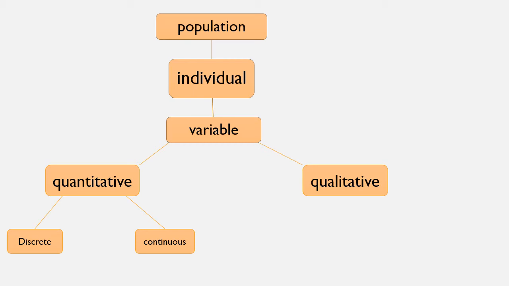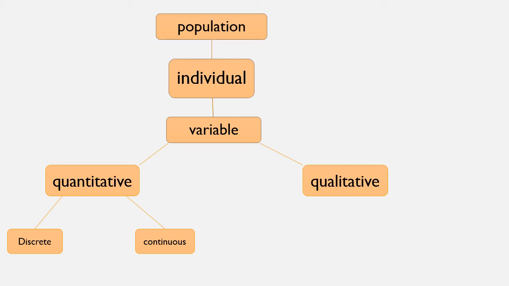A quantitative variable may be discrete or continuous. Discrete if its values are isolated numbers. Let's take an example. If we are making a study on the number of hours spent by a student using his or her phone, the outcomes will be 1 hour, 2 hours, 3 hours. For this, it is a discrete quantitative variable.